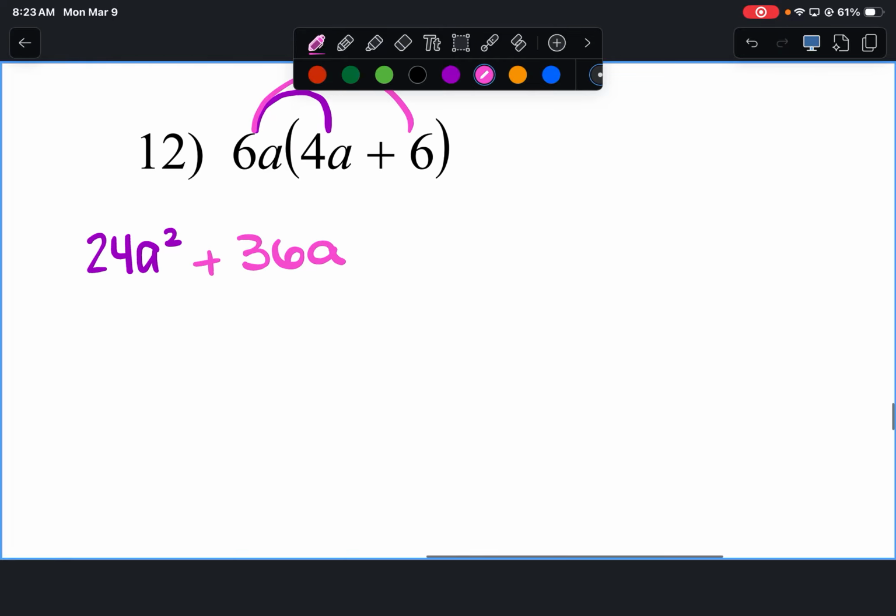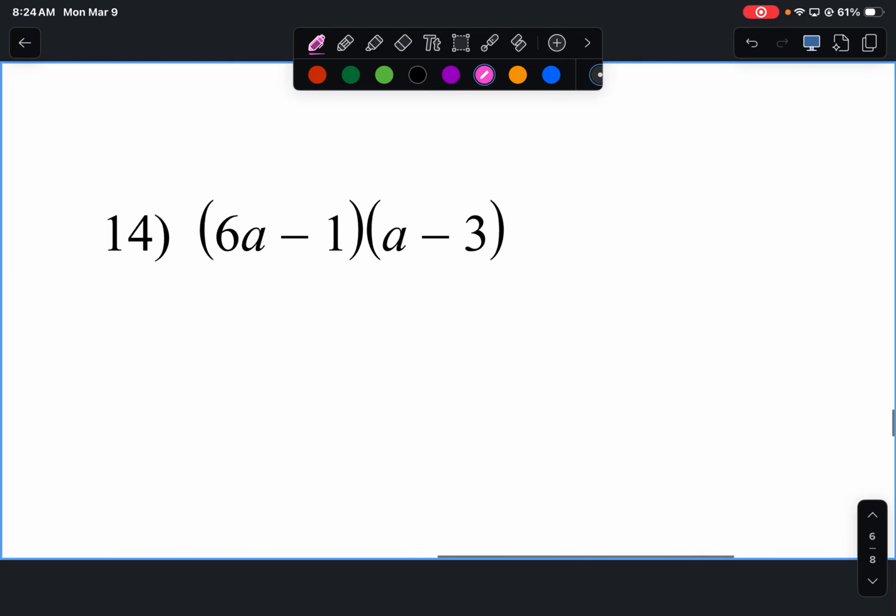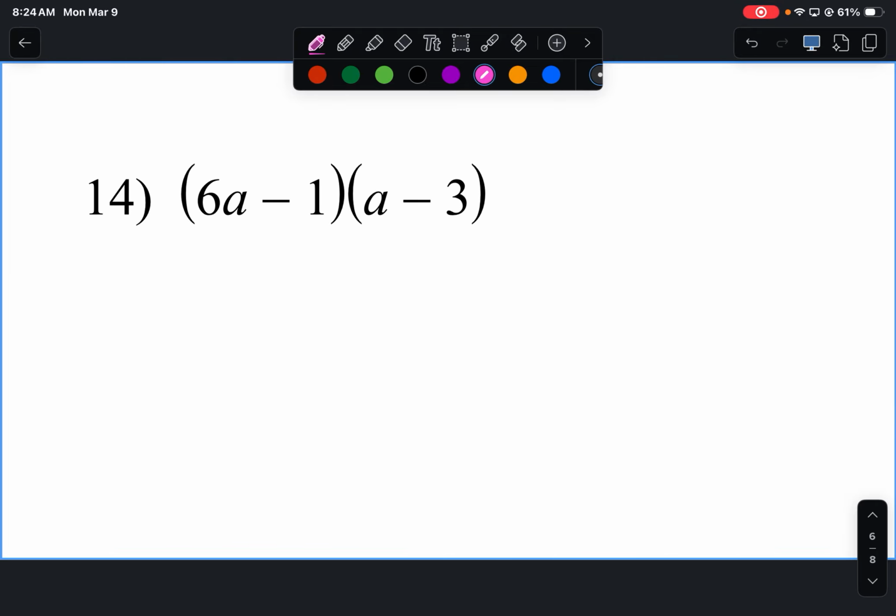Okay, number 14. What do we need to do now? This is 2 binomials, so what do I need to start with? Distribute the 6a. What is 6a times a? 6a squared. Okay, after that, what do we need to do? Distribute it to the negative 3. So what is 6a times negative 3? Negative 18a.